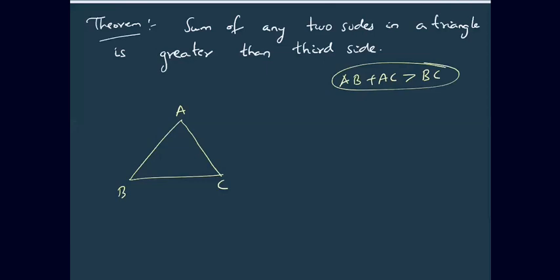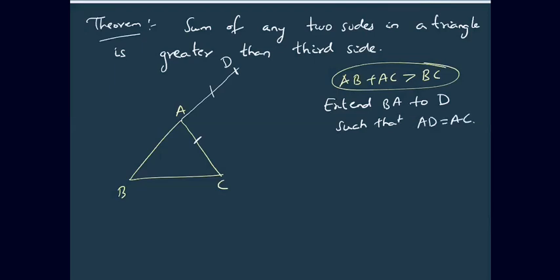Okay. So now what I'm doing is I'm extending this BA to a point D such that AC is equal to AD. So AC and AD are equal. So extend BA to point D such that AD is equal to AC. Now I am joining DC.